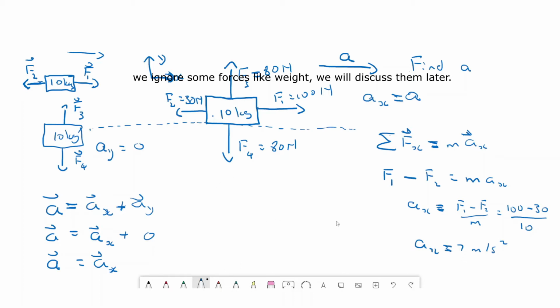All right, now which means that my total acceleration A is going to be equal to AX. Remember we said that the total acceleration is the same as AX, so which means that the magnitude of my total acceleration is going to be 7 meters per second squared, because the other one is 0.